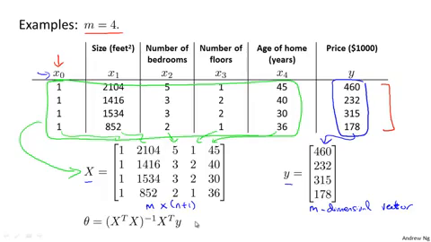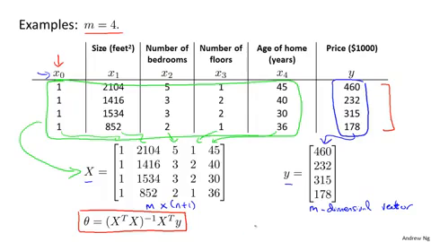Finally, if you take your matrix X and your vector Y, and just compute this and set theta to be equal to X transpose X inverse times X transpose Y, this will give you the value of theta that minimizes your cost function.